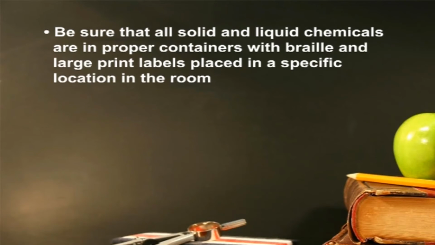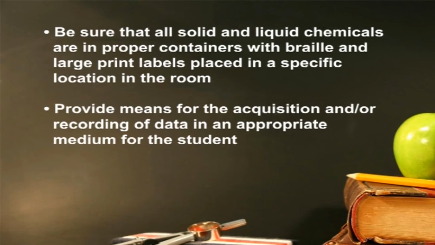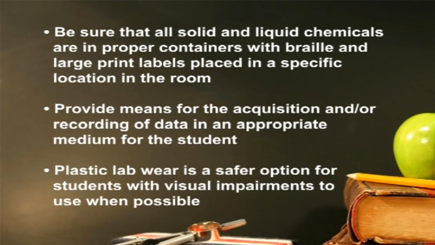Be sure that all solid and liquid chemicals are in proper containers with braille and large print labels, placed in a specific location in the room. Provide means for the acquisition and or recording of data in an appropriate medium for the student. Plastic labware is a safer option for students with visual impairments to use when possible.